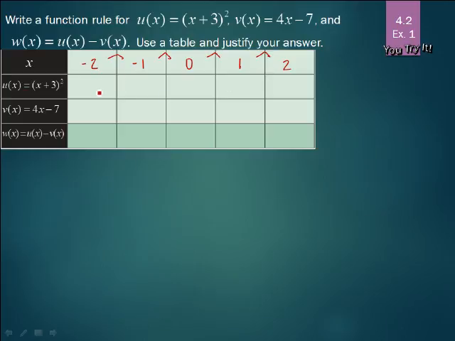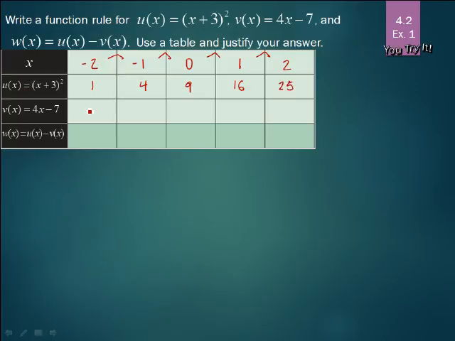Let's keep going now. So plugging in -2 to u of x, we get -2 plus 3, which is 1, squared is 1. -1 plus 3 is 2, squared is 4. 0 plus 3 is 3, squared is 9. 1 plus 3 is 4, squared is 16. And 2 plus 3 is 5, squared is 25.